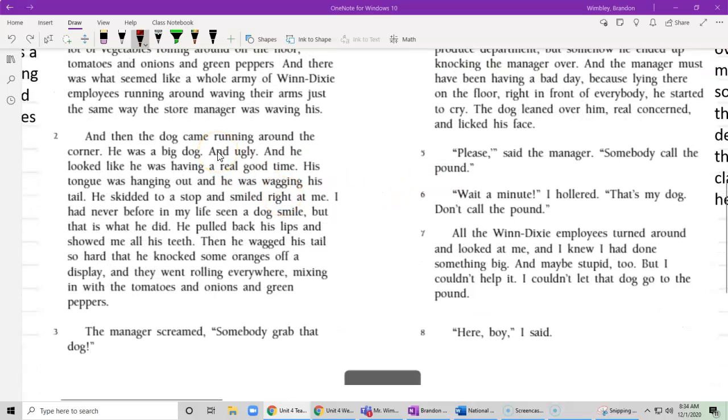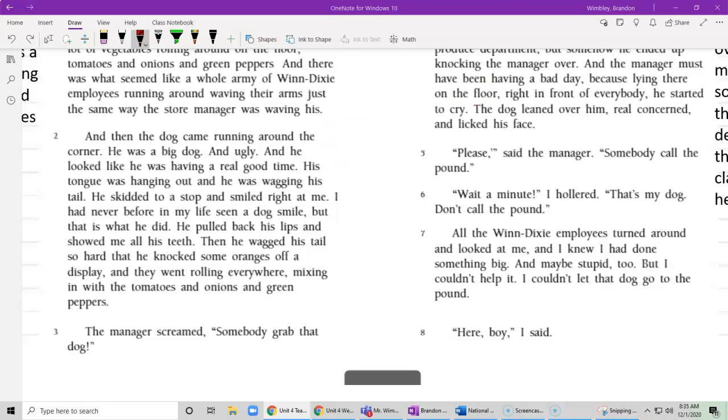And then the dog came running around the corner. He was a big dog and ugly, and he looked like he was having a really good time. His tongue was hanging out and he was wagging his tail. He skidded to a stop and smiled right at me. I had never before in my life seen a dog smile, but that is what he did. He pulled back his lips and showed me all his teeth. Then he wagged his tail so hard that he knocked some oranges off a display, and they went rolling everywhere, mixing with the tomatoes and onions and green peppers.